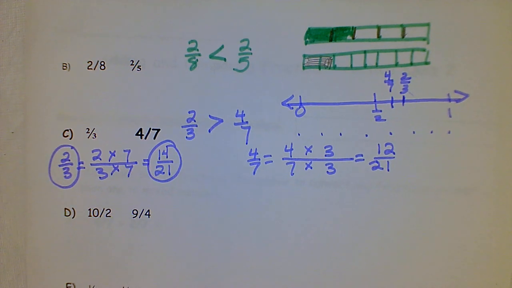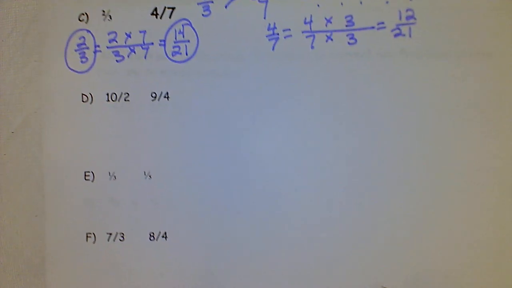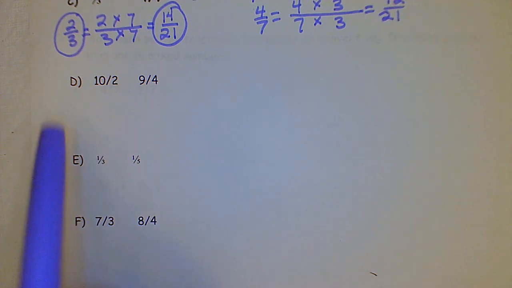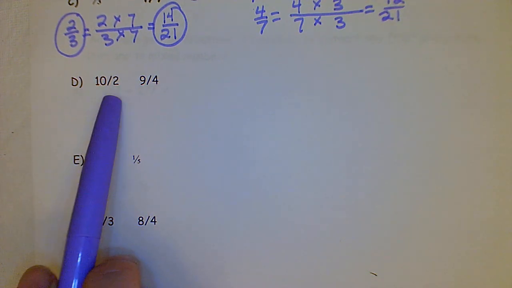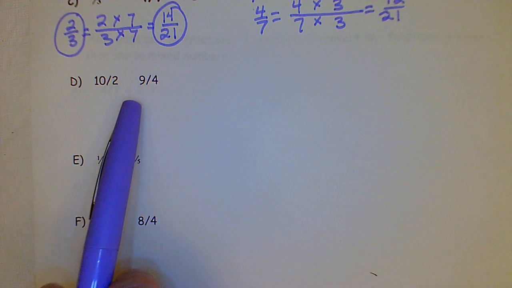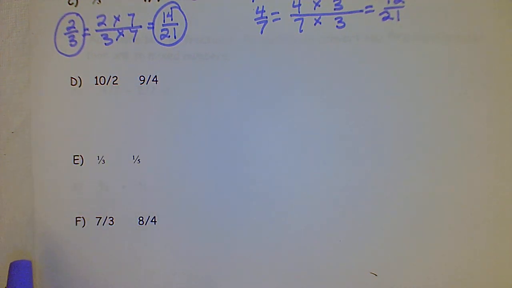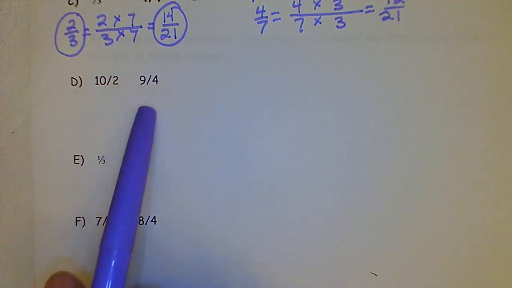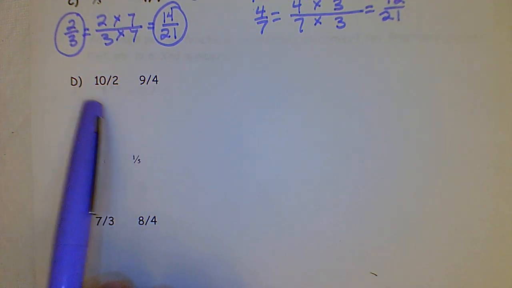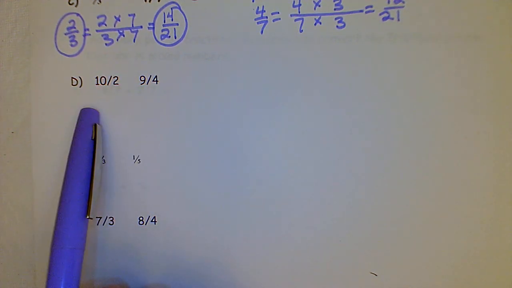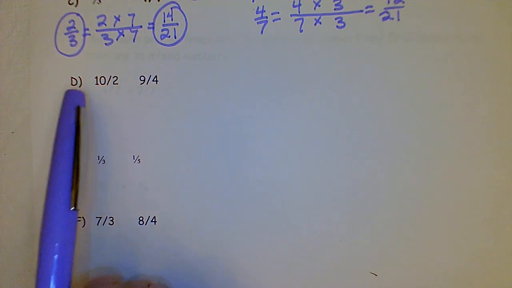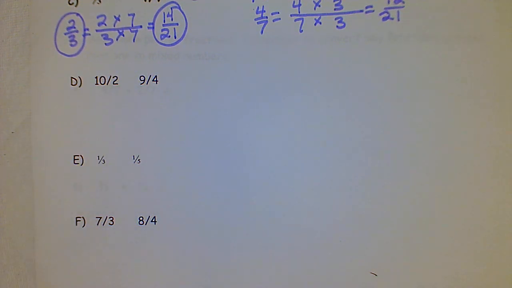Okay, so let's take a look at the next problem. For problem D, you can see that we have 10 halves, or seconds, and we have 9/4, and we have to figure out which one's going to be bigger and which one's going to be smaller. For this one, I'm noticing that these are both fractions greater than 1. That's because my numerator is larger than my denominator.